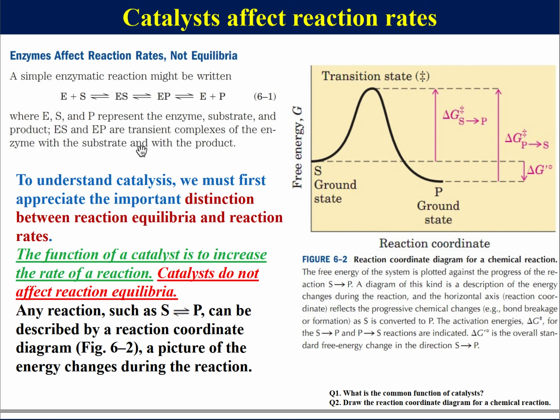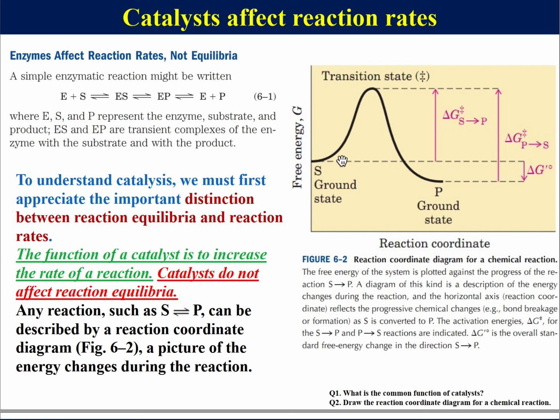To understand catalysis, we must first appreciate the important distinction between reaction equilibrium and reaction rate. The function of a catalyst is to increase the rate of the reaction, and catalysts do not affect reaction equilibria. Any reaction such as substrate to product can be described by a reaction coordinate diagram, a picture of the energy changes during the reaction. So this is the reaction coordinate diagram where free energy has been plotted against the reaction coordinate. This is the reaction coordinate, this is the free energy, and this is the substrate.